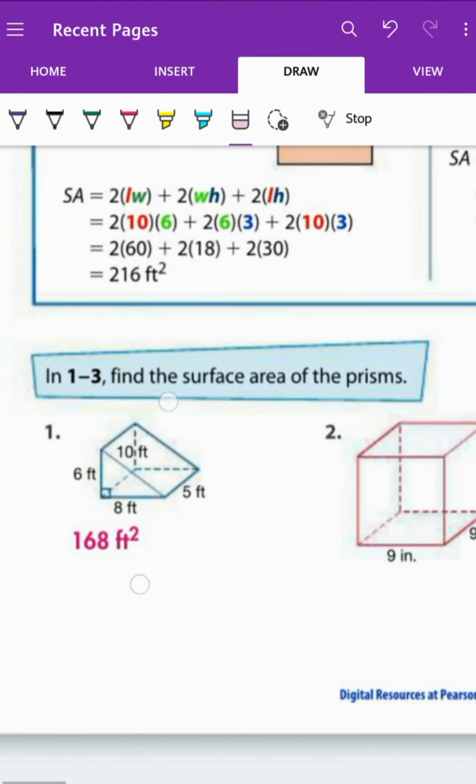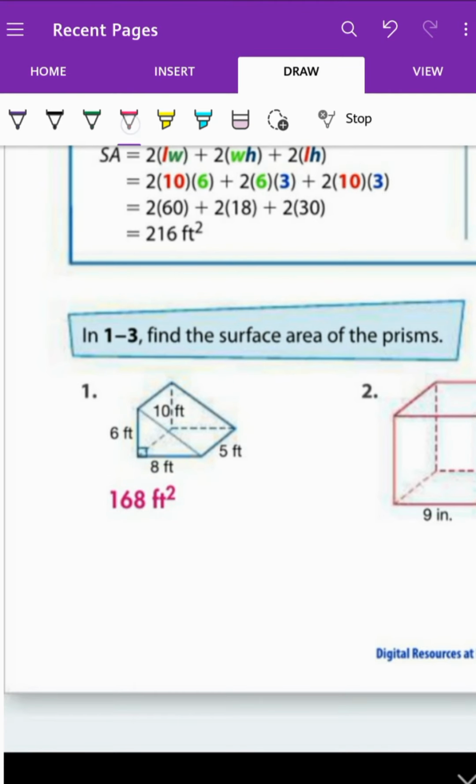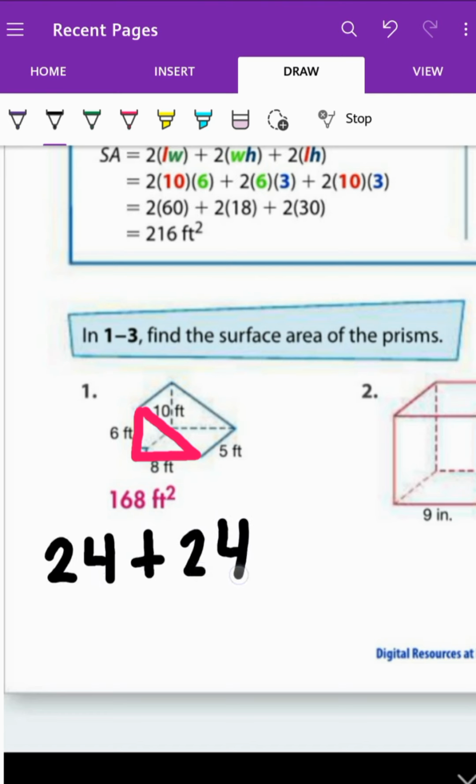This one, I find the area for the triangle. What is the area for this triangle? 8 by 6 over 2. So 8 by 6 equals 48, divided by 2 equals 24. This is the first triangle, and this is for the second triangle, which is hidden here. Okay, I'm done with the triangle.